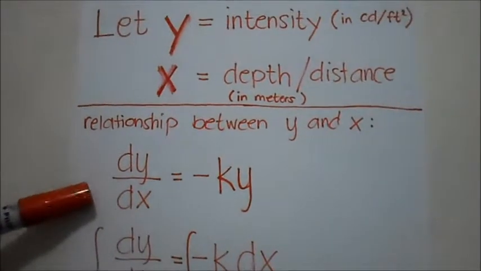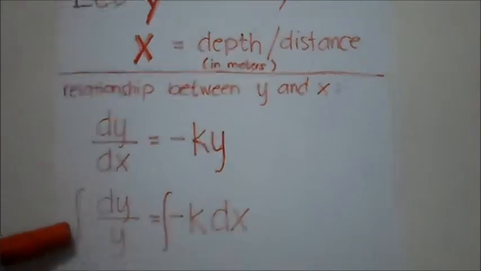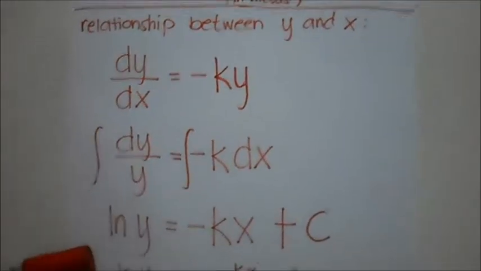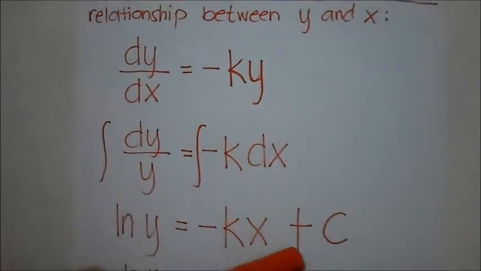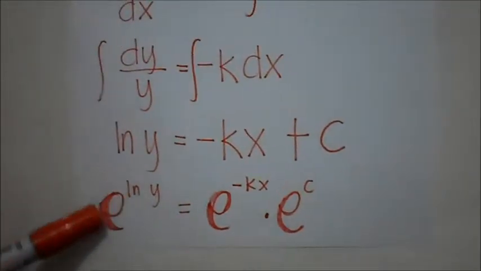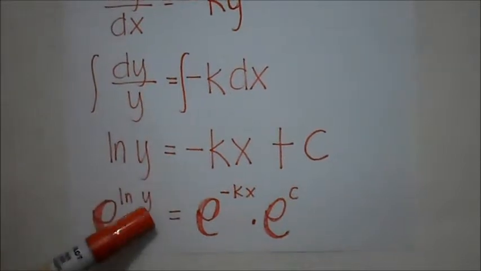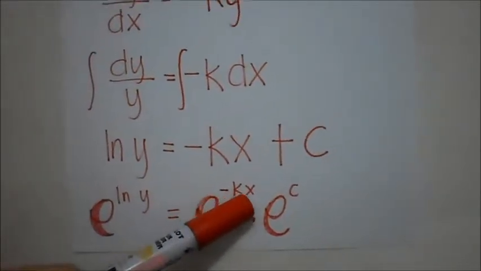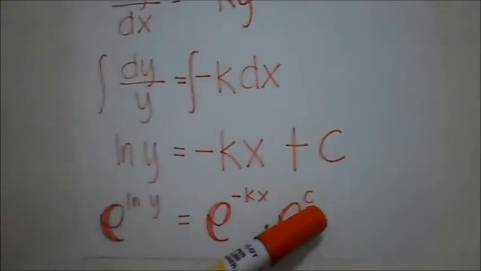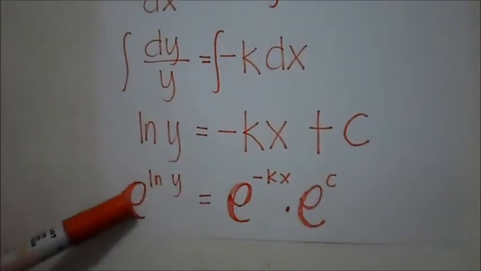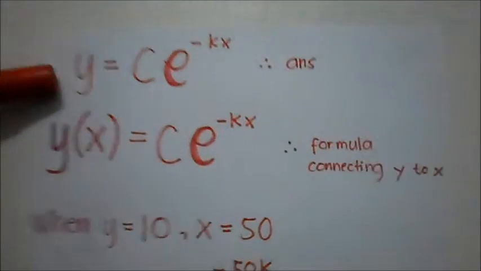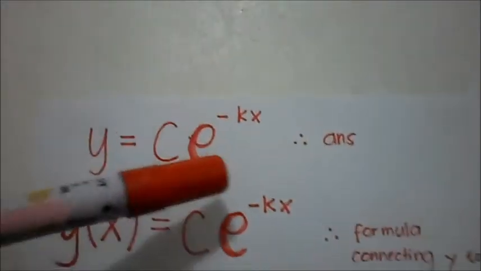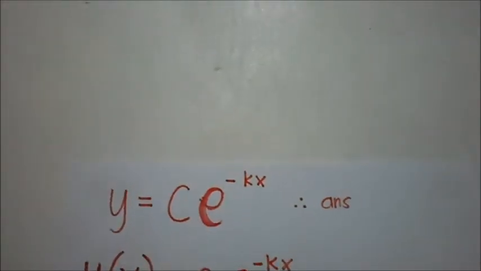After that, we apply the separable equation, integrating both sides, and the result becomes ln y is equal to negative kx plus c. Then, applying the exponential function, e raised to ln y is equal to e raised to the power of negative kx times e raised to the power of c. So our answer is y is equal to c times e raised to the power of negative kx.